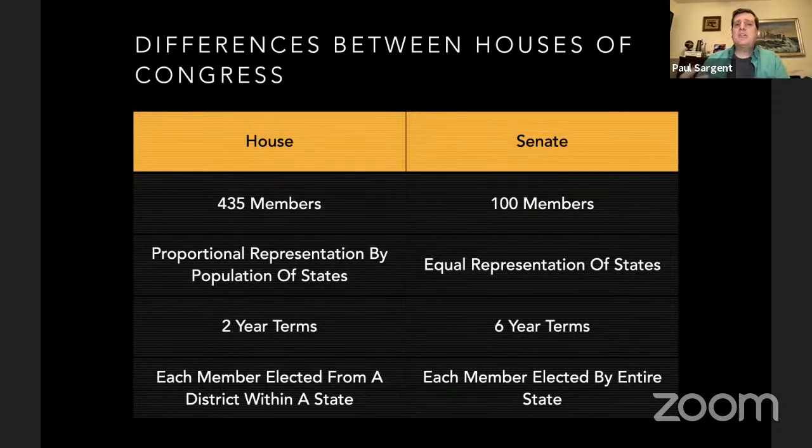In the Senate, understand that both senators from a state are separately elected by the entire state. So it's not like they divide the state in half and only represent half of it. Both senators are elected by the entire state.